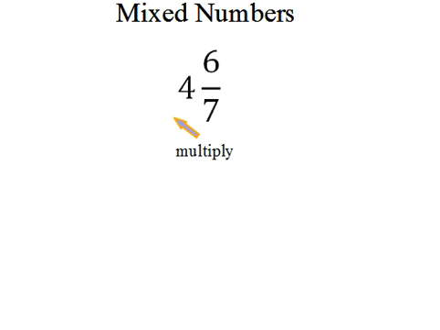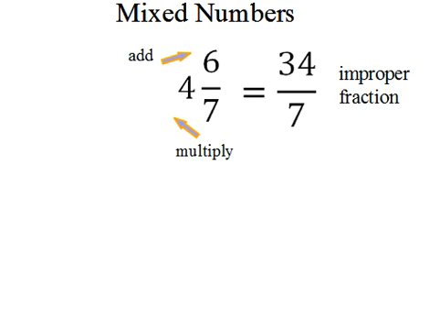Alright, let's look at another example. So here we've got 4 6/7. So the integer part is 4 and the fraction part is 6/7. Following what we did before, to convert this to an improper fraction, we would start by multiplying 7 times 4, which is 28, and then we would go ahead and add 6. So 4 6/7 turns into 34/7.